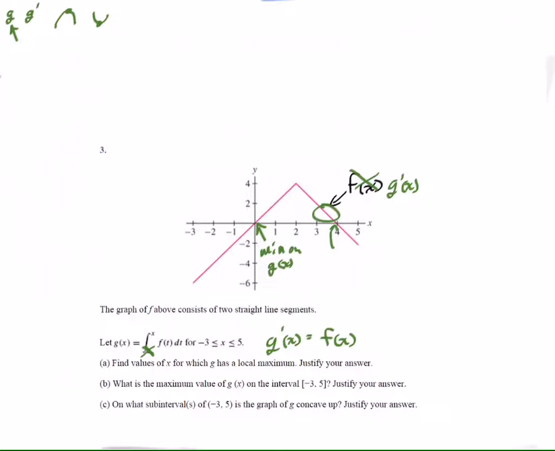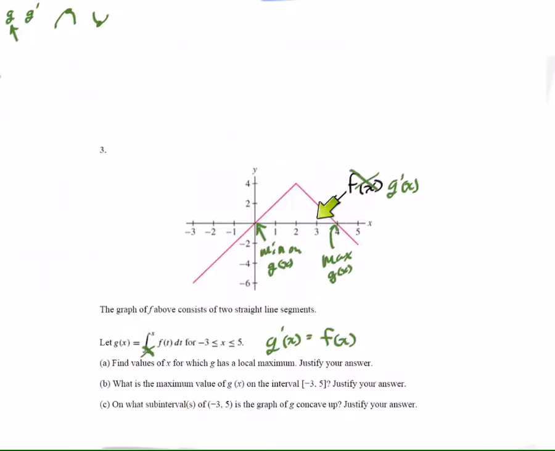Because it's above the x-axis, then below the x-axis, that means it's increasing and then decreasing. That would be your local maximum, right? This would be the max on g of x. All right, so we just found it. That's your answer. Now, how would you justify your answer?